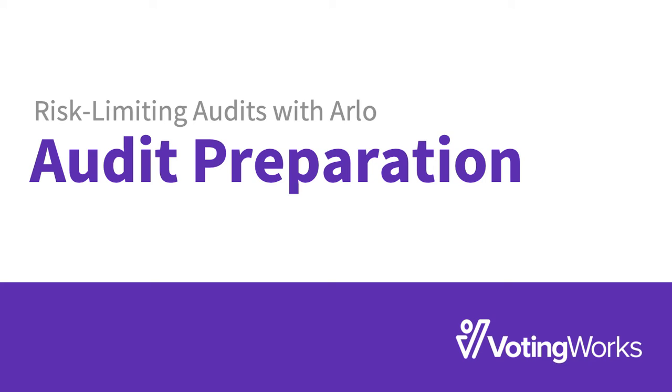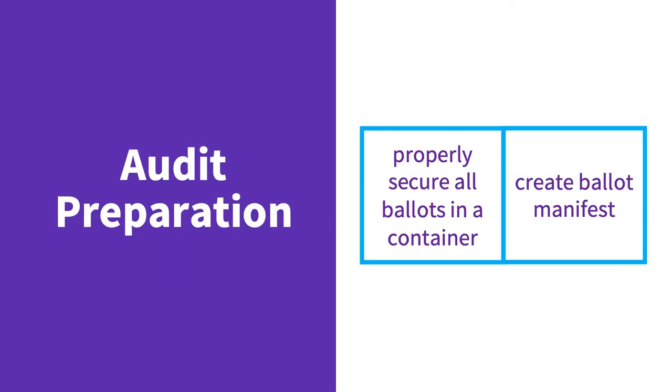Audit preparation for a risk-limiting audit. Preparation for an audit generally requires minimal procedure changes and little extra time. Ballots need to be secured after tabulation, which is standard operating procedure for election officials, and the audit tool needs to know how many ballots are in each secure container. We call that creating a ballot manifest. It's simply a list of each container and the number of ballots inside.